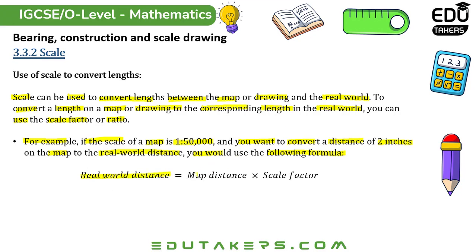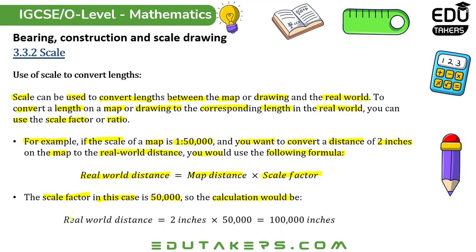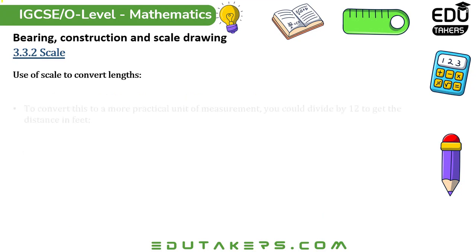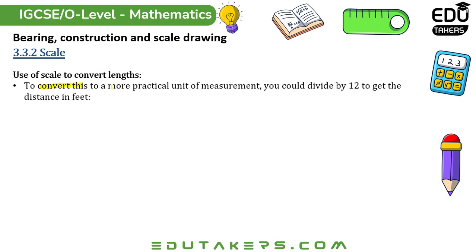Real world distance equals map distance multiplied by scale factor. The scale factor in this case is 50,000, so the calculation would be real world distance equals 2 inches times 50,000 equals 100,000 inches. To convert this to a more practical unit of measurement, you could divide by 12 to get the distance in feet. Real world distance will be 100,000 inches divided by 12 equals 8,333.33 feet.